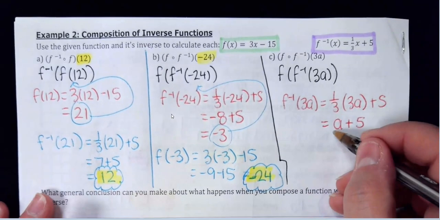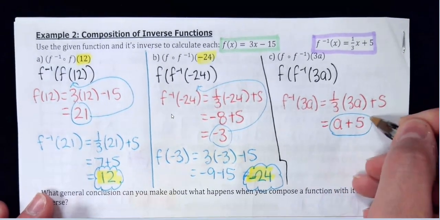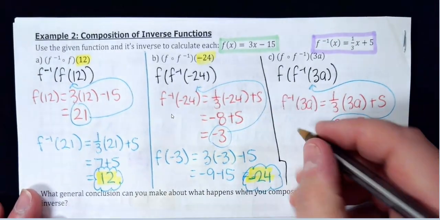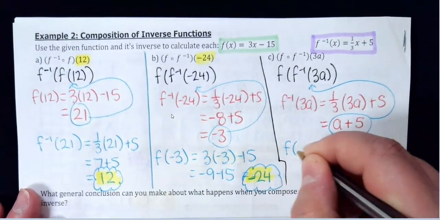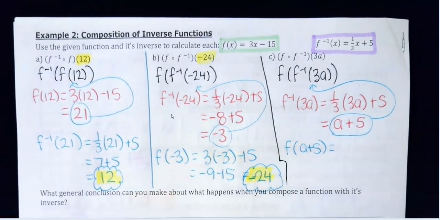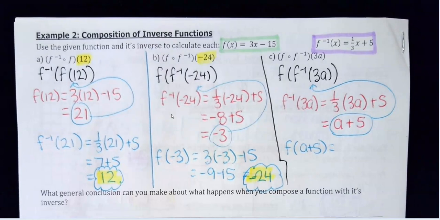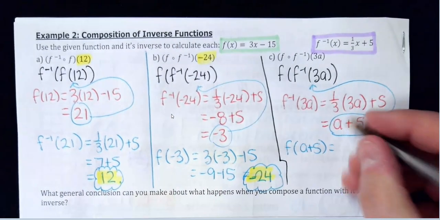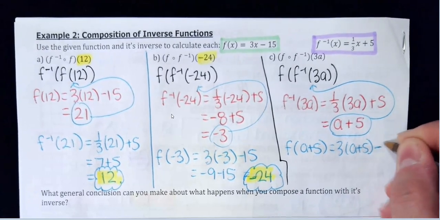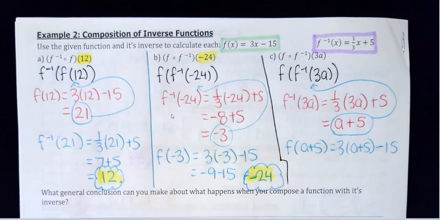So then if I'm doing the composition, I know this is a little tricky, we're just going to plug this expression into the f of x function now. So I'm going to do f with a plus 5 plugged in. Everywhere you see an x, we're just going to replace it with that whole expression. So in that function, we had 3, and then I'm going to have a plus 5, and then I had a minus 15 on the outside.